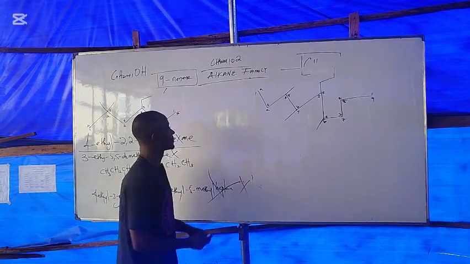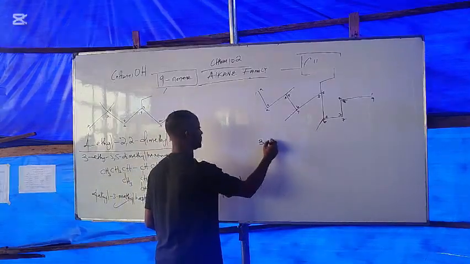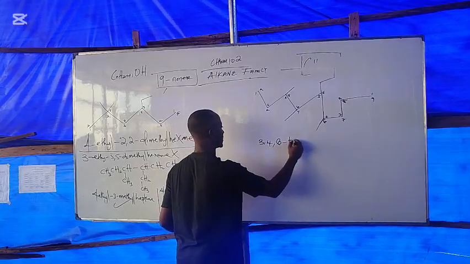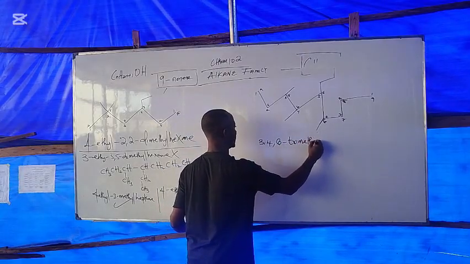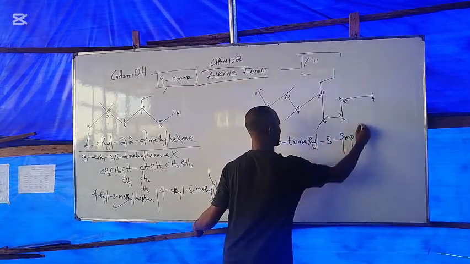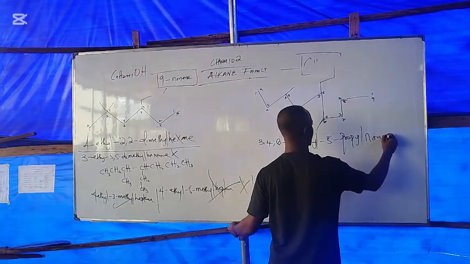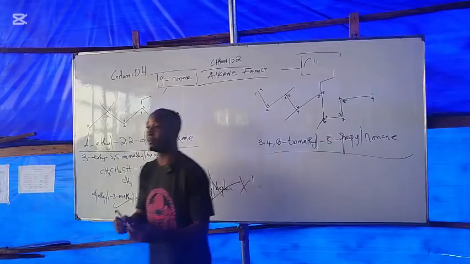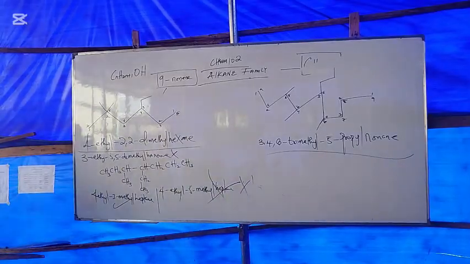Who can tell me now? I'm giving you: 3, 4, 6-trimethyl, 5-propyl. Clap for yourself. So no matter how complex it is, you can do it.